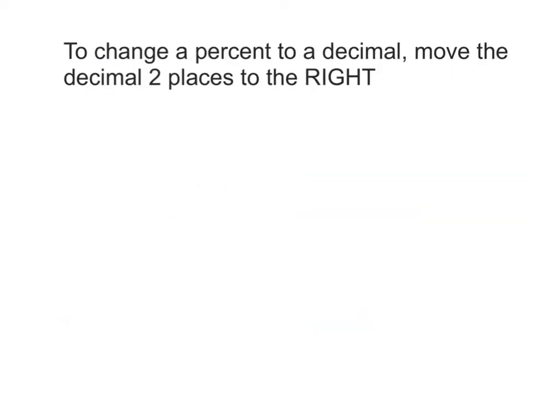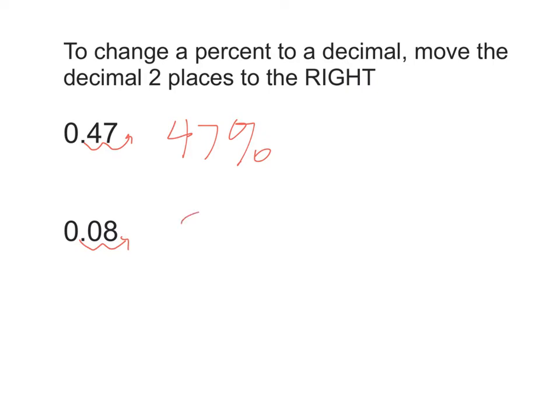Of course, if we wanted to go the other direction, we just reverse the process. To change a decimal to a percent, we move the decimal 2 places to the right. 0.47, or 47 hundredths, as a percent would be, we move our decimal 2 places to the right, 47%. 8 hundredths, or 0.08, would be, move our decimal 2 places to the right, which gives us 8%.